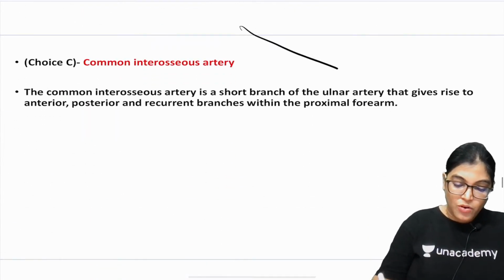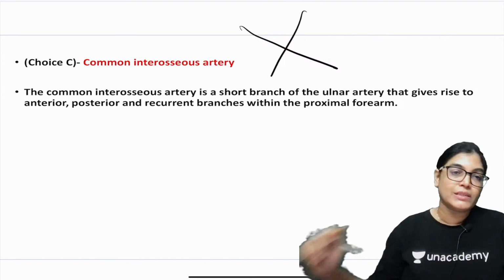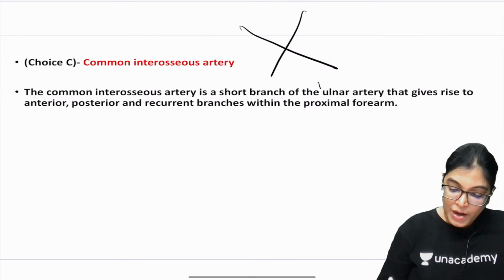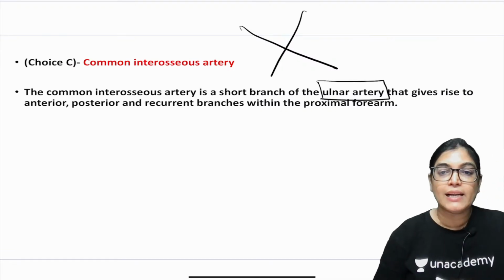So my dear friend, common interosseous artery is also not the correct answer. Why? We already know the common interosseous artery is a branch of the ulnar artery. Whose branch is it? Ulnar artery.